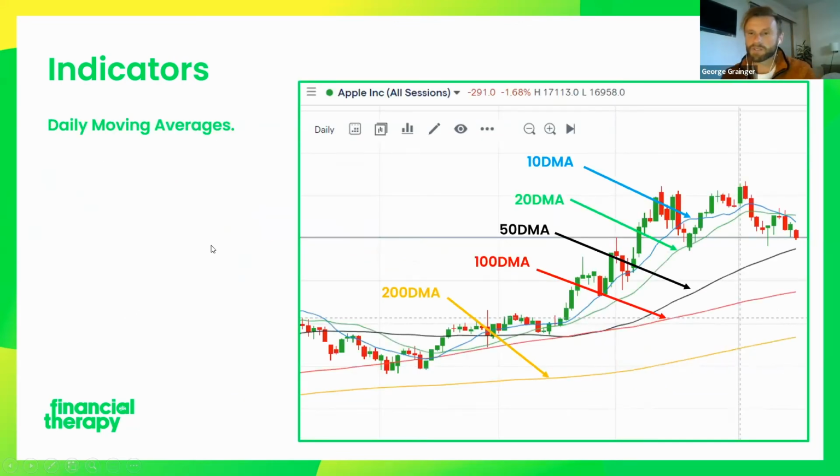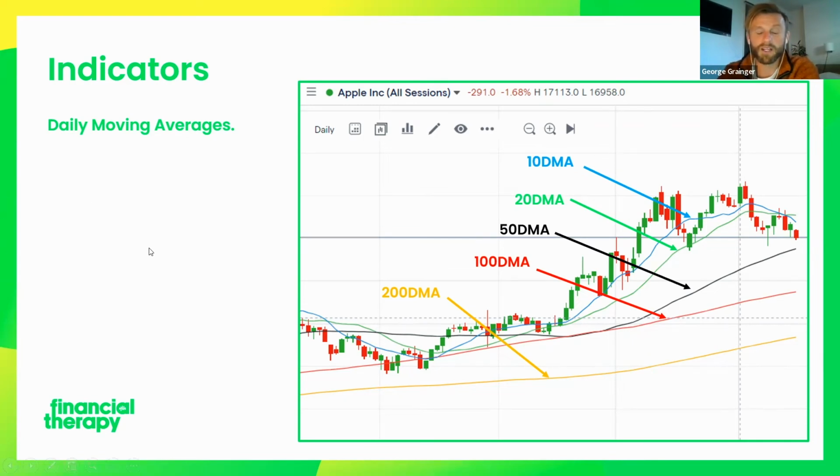So the daily moving averages are really handy. This is what I use loads. I use the 200 daily moving average, 100, 50, 20, and 10. These are lines you can create from the program. The ones I use are simple moving averages. You get a simple moving average and an exponential moving average, which just put different lines in different places. I just use a simple one. That seems to work for me.